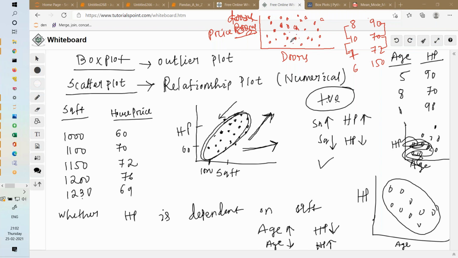All the data is scattered here and there. So if I increase my doors, I cannot guarantee that house price will increase, neither can I guarantee it will decrease. I don't know any relationship. It is independent. Price really is not dependent on the number of doors, whereas price is dependent on the square feet. Price is dependent on the age of the house. There is positive and negative correlation. In this case, price is independent of doors, or y and x. There is no correlation. Y is independent of x.